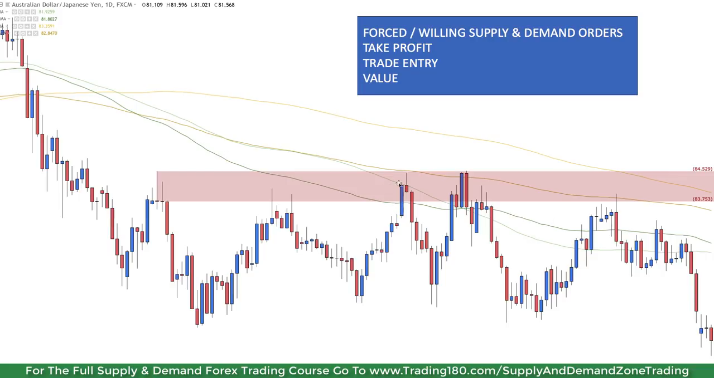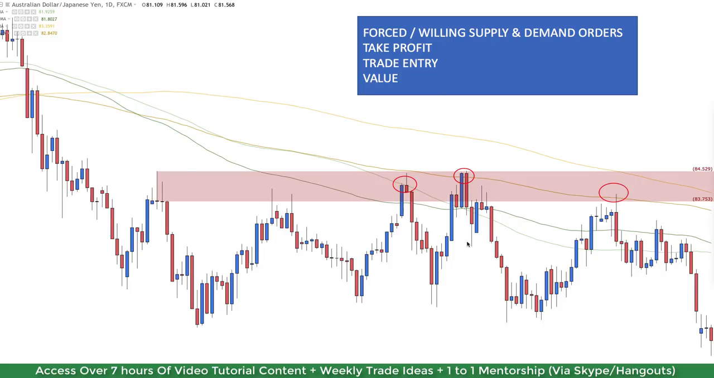You can see first touch of the SMA 100 right here. You can see the first touch of the 200 EMA right here. Again, it's a second touch within that area. And again, we get reactions every time. So we get dynamic support, or sorry, dynamic resistance within an area of value.